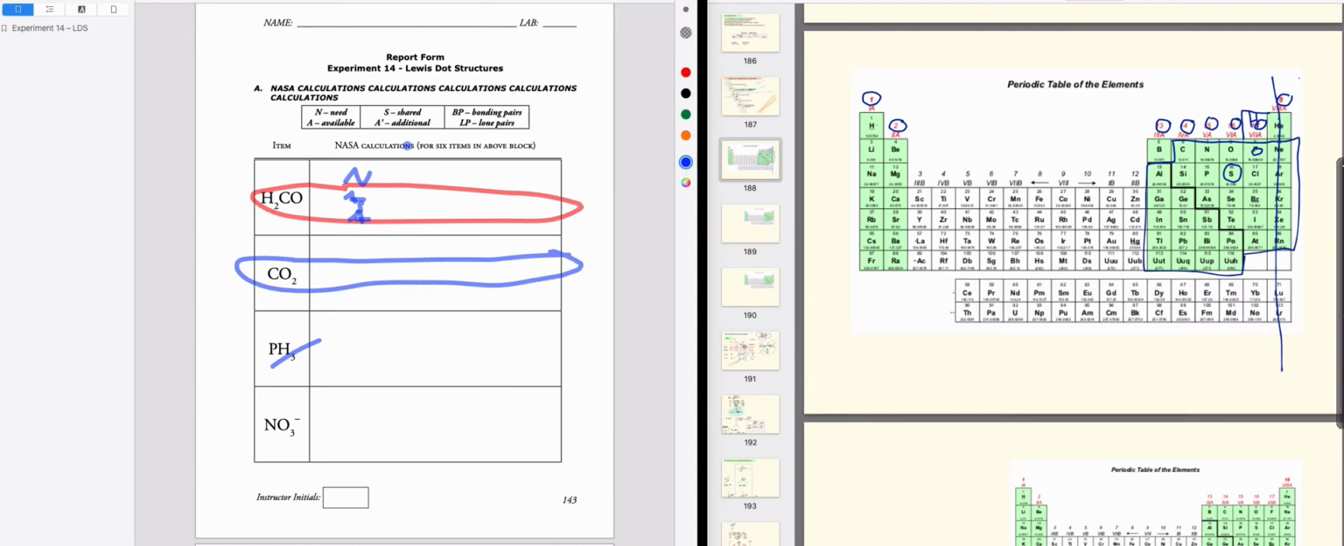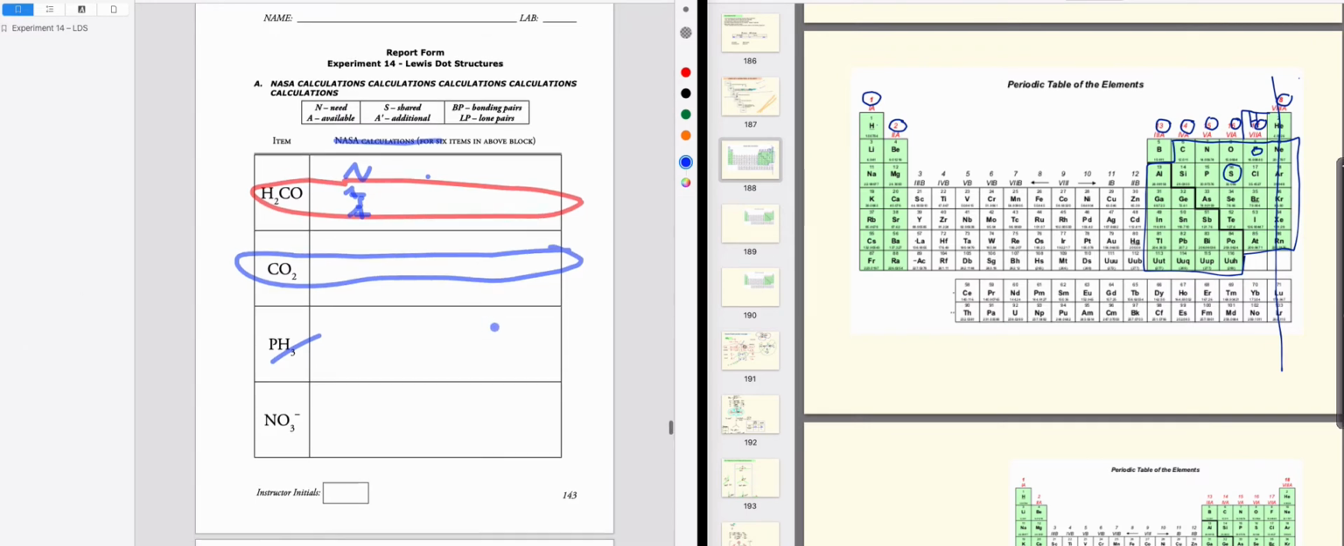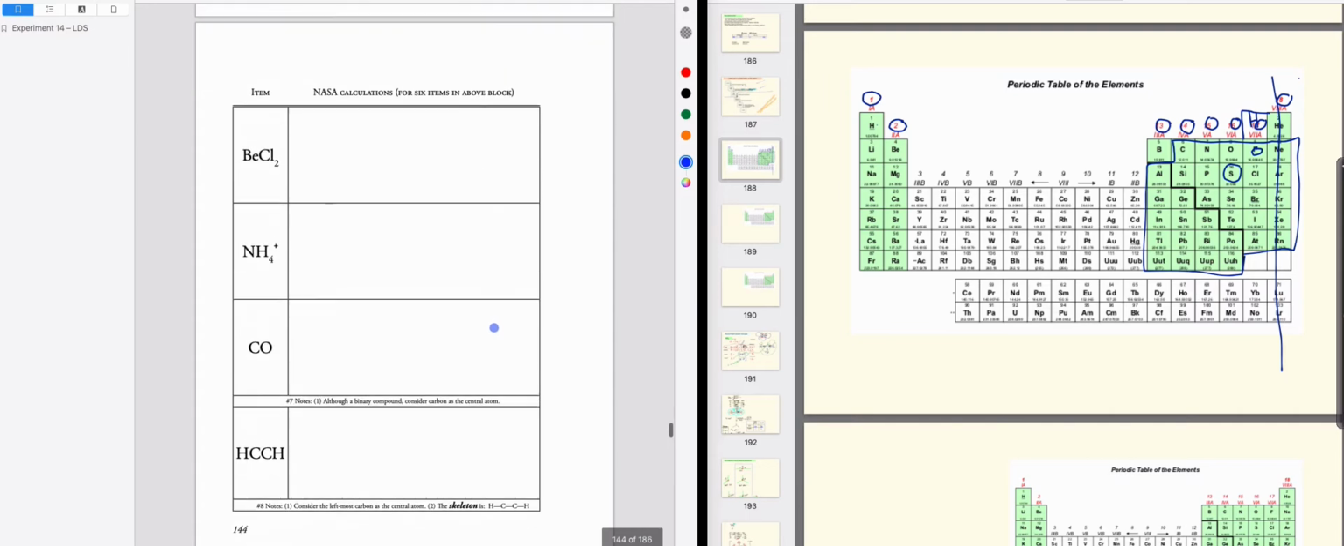That's what I said. It's wide, but you just do your NASA table here. That's all you need. Just follow the instructions. Just do the NASA table. It says just give NASA calculations. The next page, same thing.